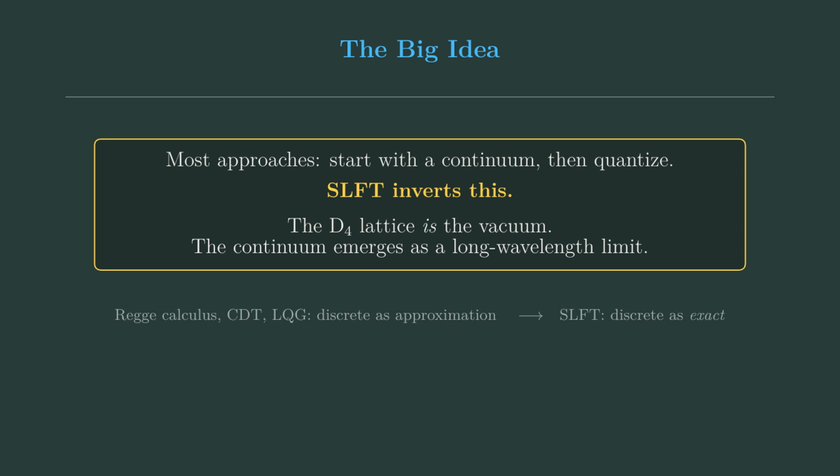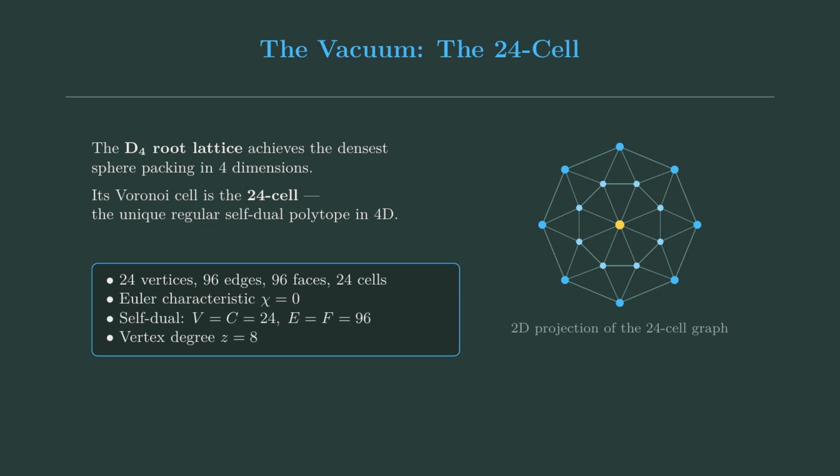Here's the central claim of simplicial lattice field theory. Regge calculus, causal dynamical triangulations, loop quantum gravity, these are all attempts to describe spacetime using discrete structures. But in every case, the discrete structure is an approximation to some underlying continuum, or a quantization of it. SLFT says something more radical: the D4 root lattice is not an approximation. It is the vacuum. The continuum spacetime we experience is a long wavelength, low energy limit of discrete lattice dynamics, the way sound waves in a crystal are a continuum limit of atomic vibrations. This is not a formal analogy. It is the actual claim.